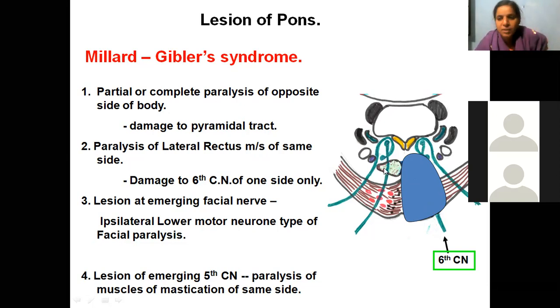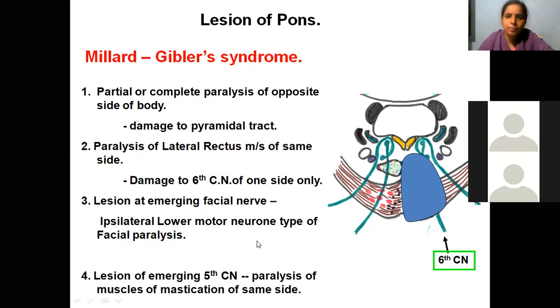Then there is lesion of the emerging facial nerve also, so ipsilateral lower motor neuron type of paralysis. Ipsilateral means on the same side the facial muscles will not be working. That is ipsilateral lower motor neuron type of facial paralysis. Even the fifth nerve, the trigeminal nerve, may be damaged, and because trigeminal is damaged, the muscles of mastication may not work. Do you remember the names of the muscles of mastication? Masseter, medial pterygoid, lateral pterygoid, and temporalis. All are supplied by the trigeminal nerve.